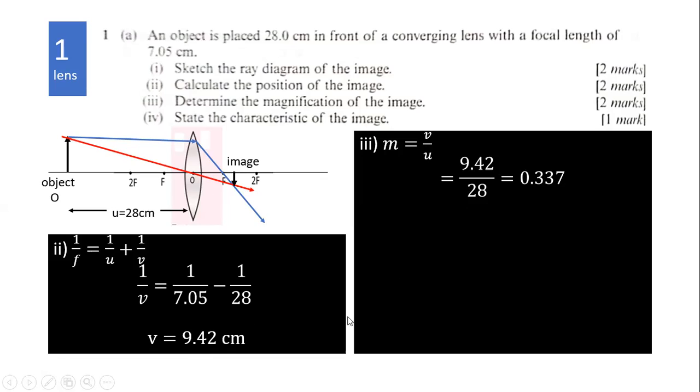State the characteristic of the image. Yep. 1 mark. Just to state only. You should be able to tell me everything. Done for you already. Draw for you the diagram. Yeah, smaller. Inverted. It's real. Inverted and diminished. That's all. 1 mark.